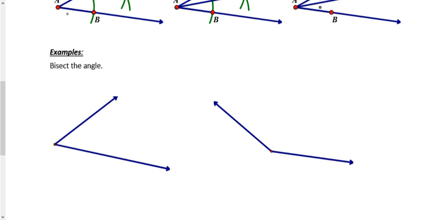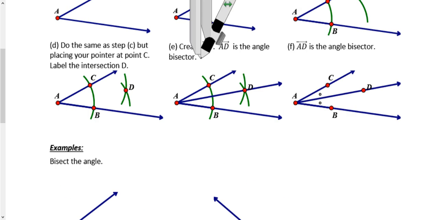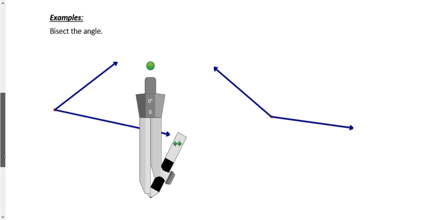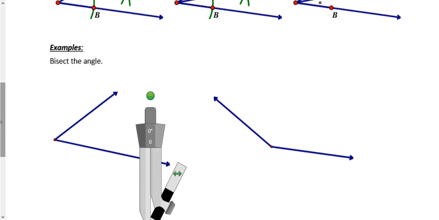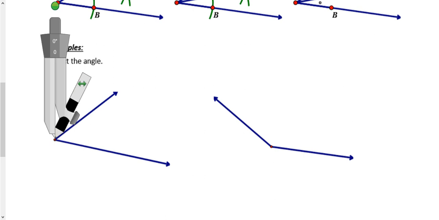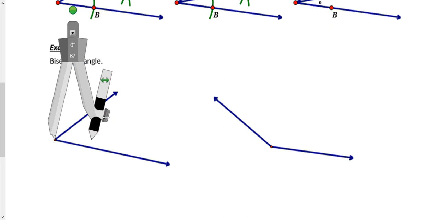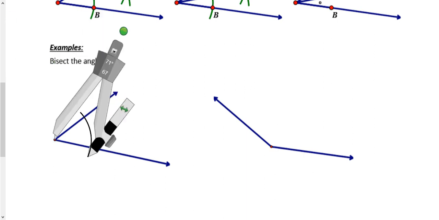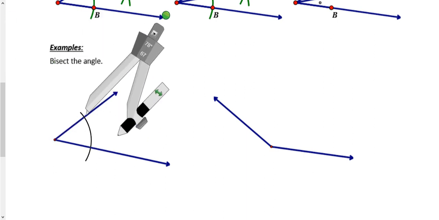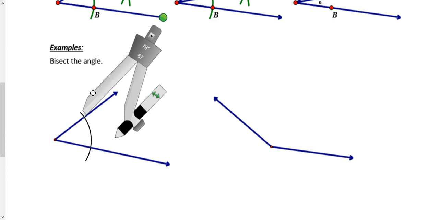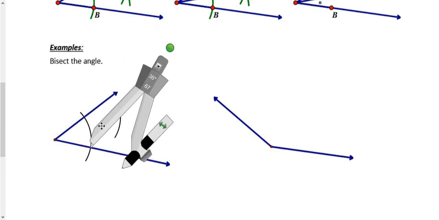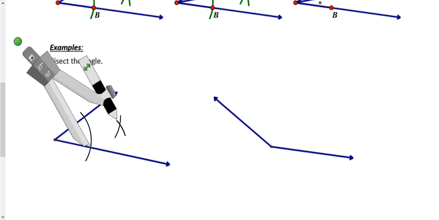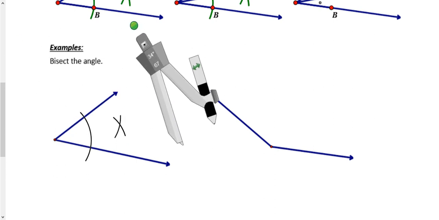If you want to watch me, if you get stuck, feel free. So I'm going to move that up. Put this here. Open it up a bit here. Don't change your compass size. Bring it to one of those intersecting points here. Get an arc. Bring it down to the other one. Get your intersecting arc. And now take your straight edge.